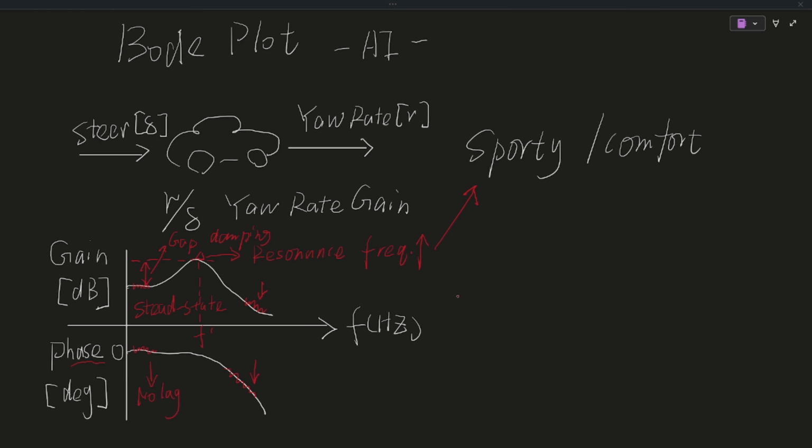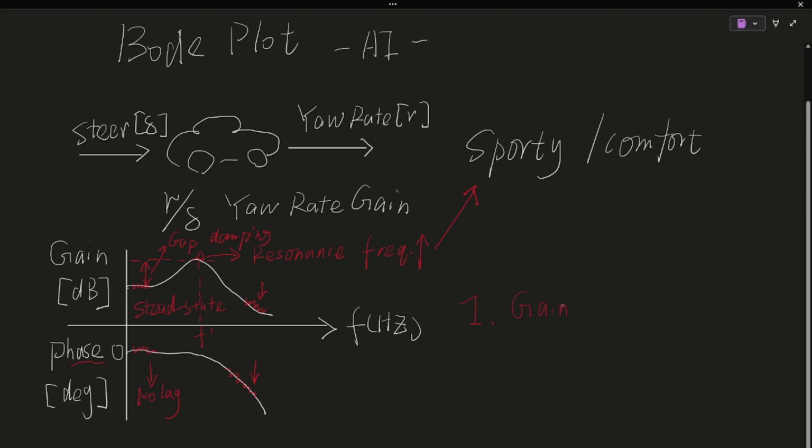Let's summarize the purpose of Bode plot. First, the gain plot tells us the ability to amplify or attenuate the output relative to the input. And the phase plot tells us whether the output leads or lags the input. I will use an example to explain how to generate Bode plot by AI.